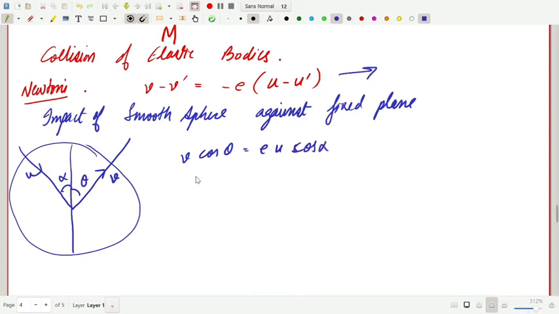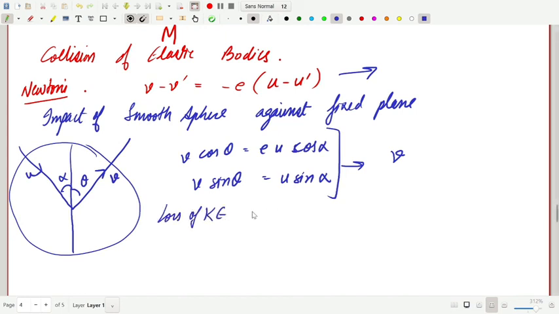Using this, V sin theta is equal to U sin alpha, because velocities in the direction perpendicular to the line of impact do not change. Hence, we can find V by squaring both the equations and adding, and also we can find angle theta by dividing the equations. Loss of kinetic energy is always there, which is half m u square (1 minus e square) cos square alpha, because e is always less than or equal to 1.